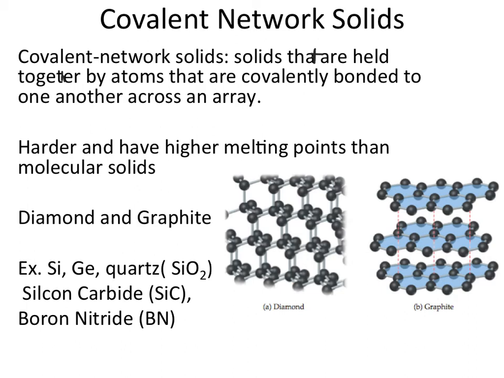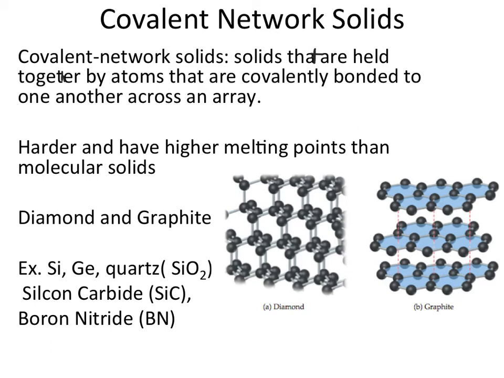Okay, and because there are so many covalent bonds across the entire structure, lots of energy has to be put in to break those bonds, and they typically are very structurally hard. So covalent network solids are known, and you interact with them quite regularly. Graphite or pencil lead is an example of a covalent network solid, and diamond is also an example of a covalent network solid. Now, we can see their diagrams here.